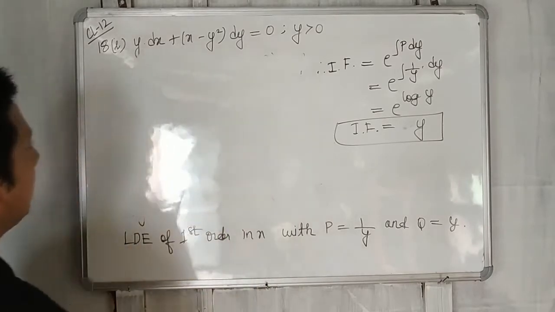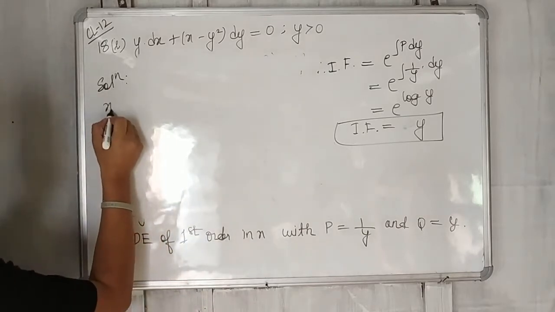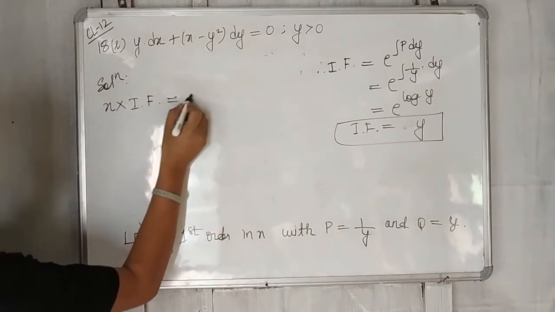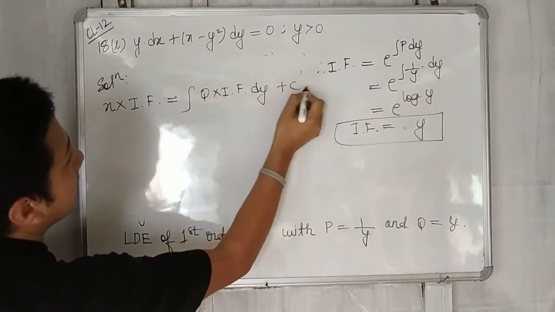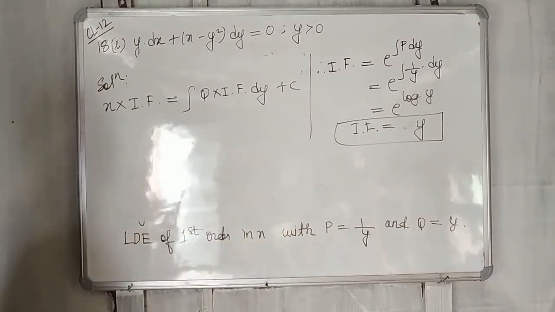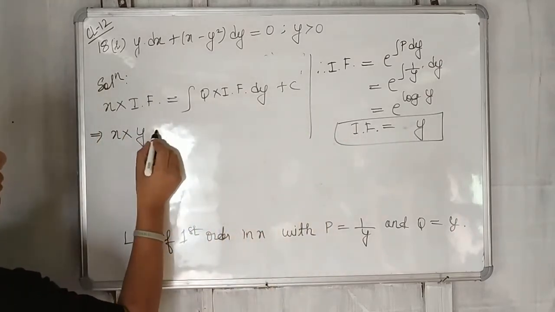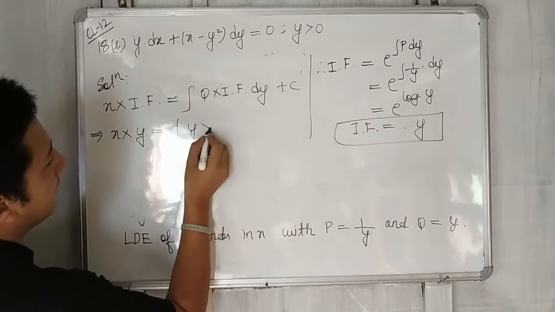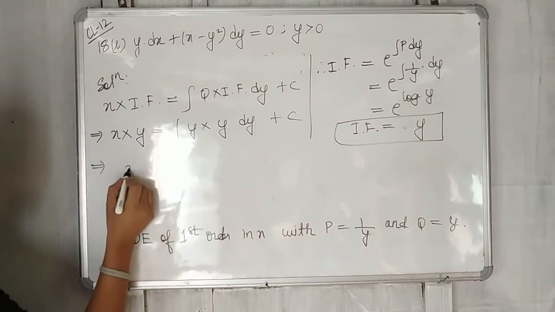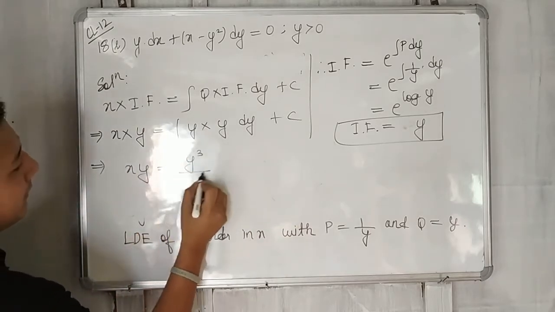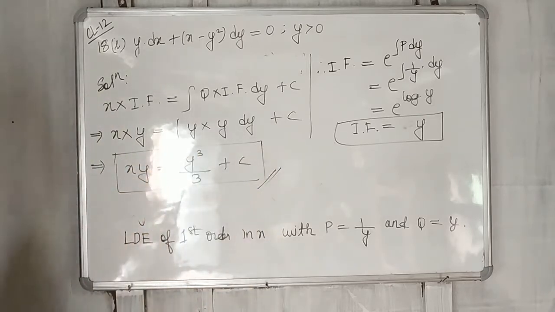Therefore its solution is also given by x into integrating factor is equal to integration Q into integrating factor dy plus c. I hope you can make the changes out here now. X into, what is the integrating factor? Y, which equals integration of Q. What is the value for Q? Y itself. Integrating factor y into dy plus c. So hence it is y squared. Therefore when we integrate, it will be y cubed by 3 plus c. This is our answer. So pause the video and note it down properly.